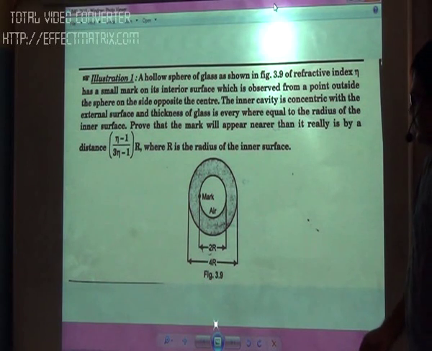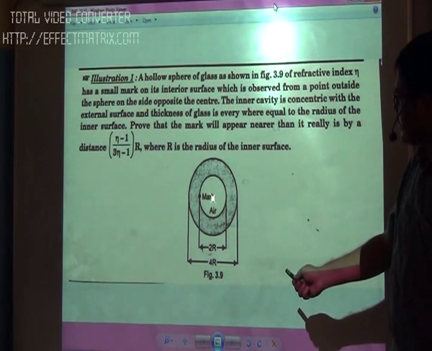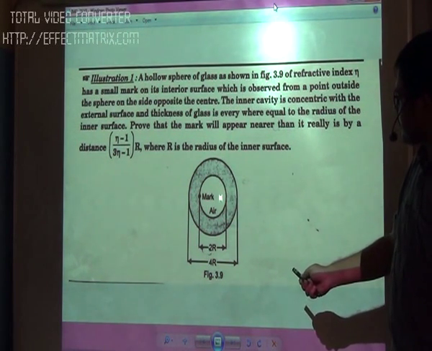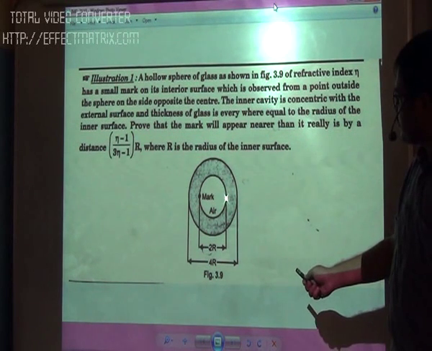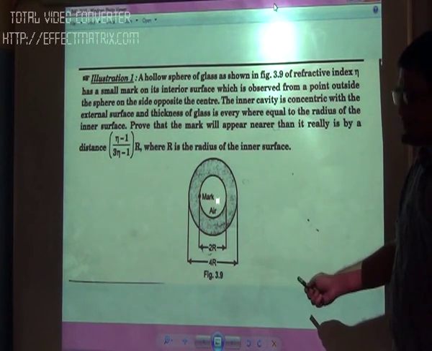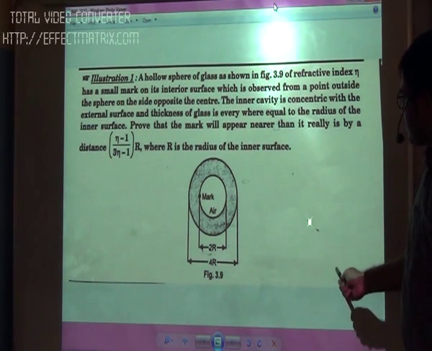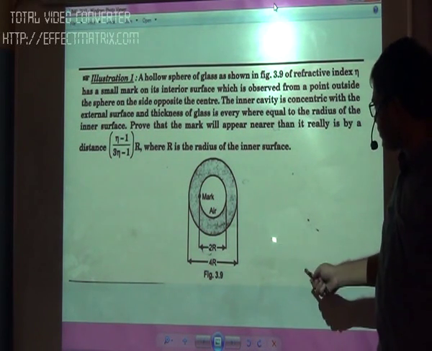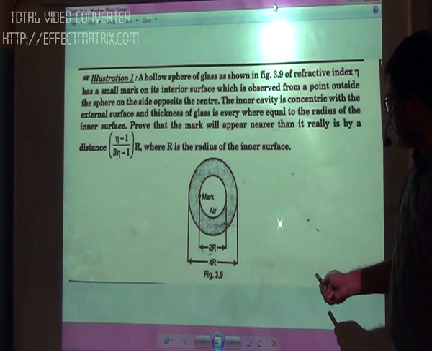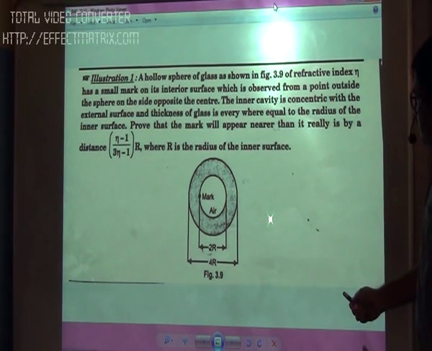So this is the situation he is explaining. You see this is the center, this is the outer surface. The distance from center to here is 2r. So the thickness of the glass is r. And the observer is in this zone. Okay, got the point? Is it clear or not?